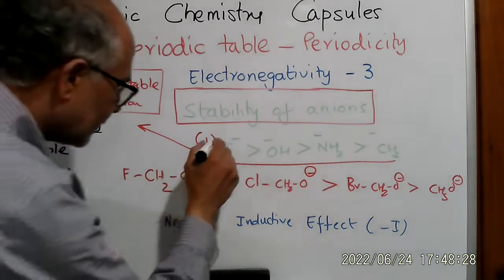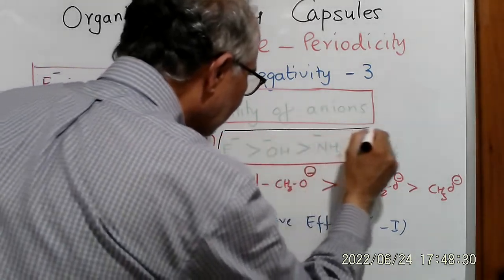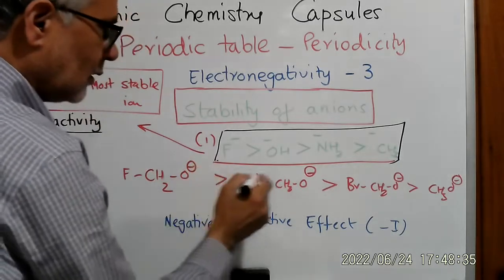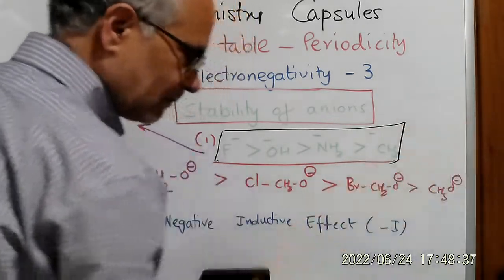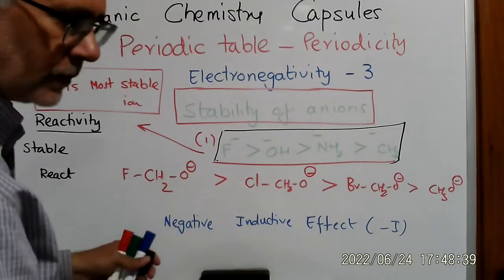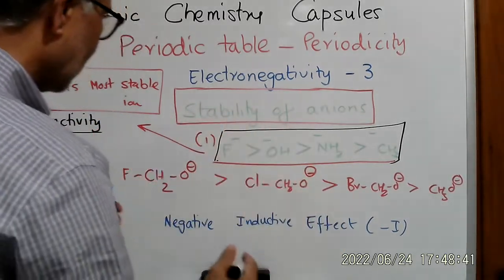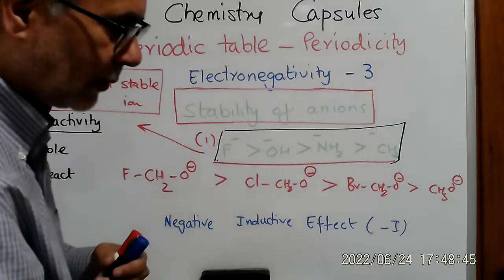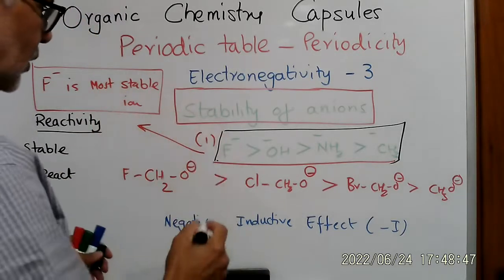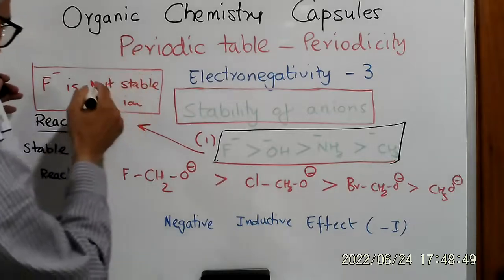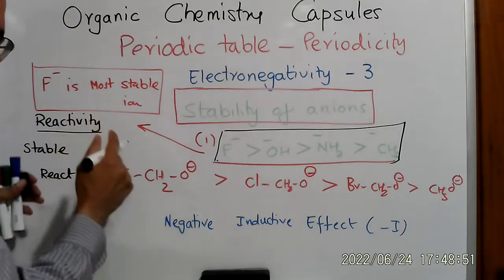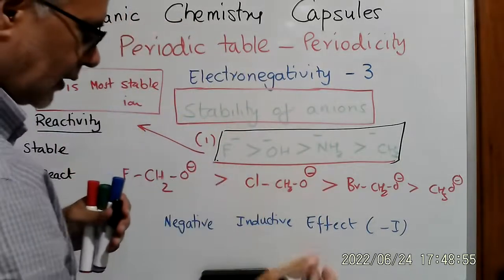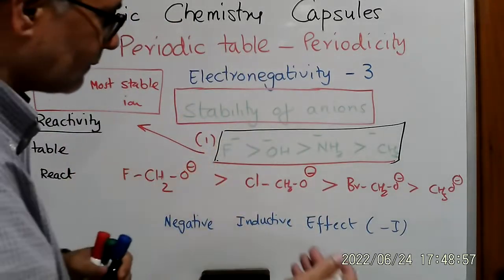So in this series of ions, fluoride is the most stable and methyl is the most reactive. Keep that in mind: most stable means least reactive, least stable means most reactive. We have seen that, and I added this stability and reactivity equation here. Most stable, less reactive. Less stable, more reactive.